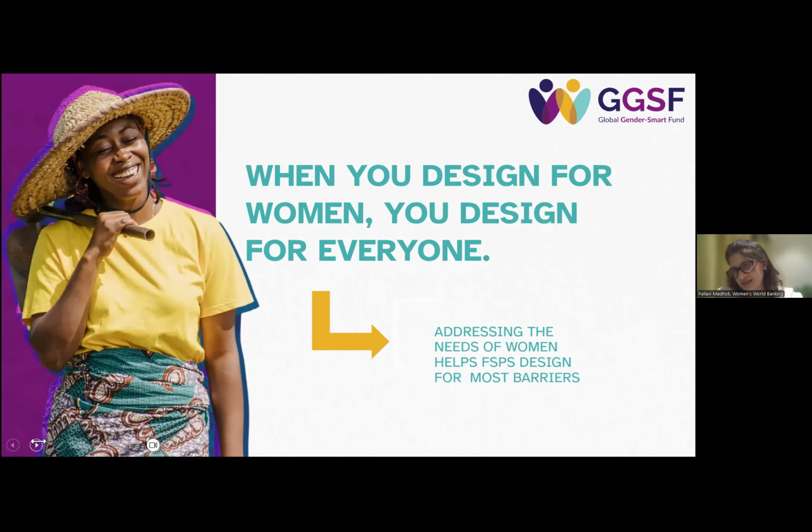But most importantly, and this is the question I keep getting asked, and this is one of the poll questions, does women-centered design only work for women? And the answer is not really. It works for everyone. Because when you design for women, you are actually addressing the needs of nearly everyone because you're designing to address all the barriers in the system. And therefore, women-centered design works for everyone, women and men.